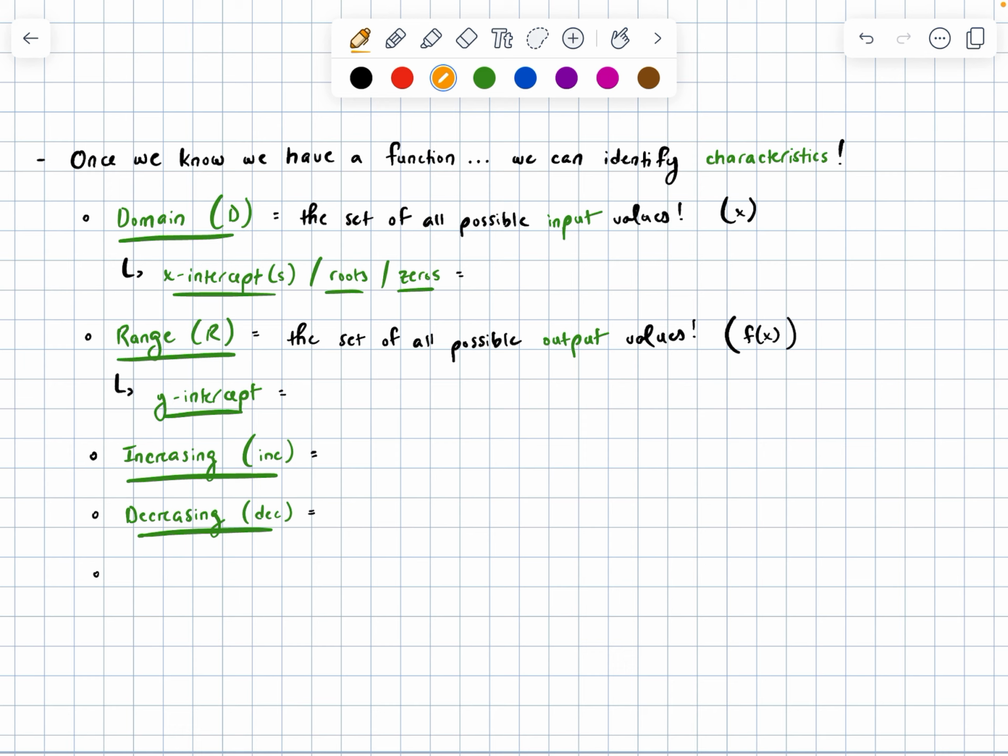We have also talked in the past about identifying where graphs are increasing and decreasing. Look back in your notes here. Can you flesh out these definitions for me? What is it exactly that I'm interested in saying about my graph? Go.